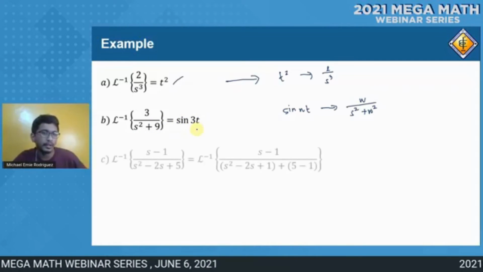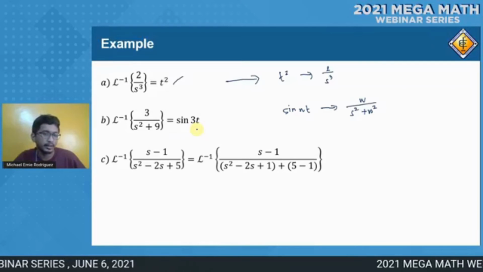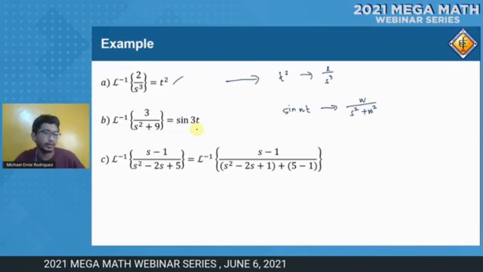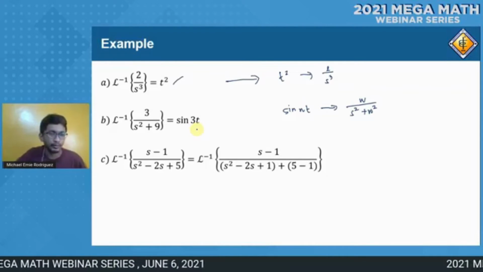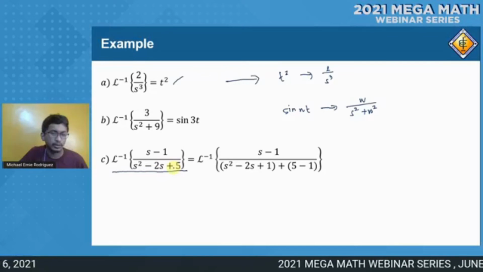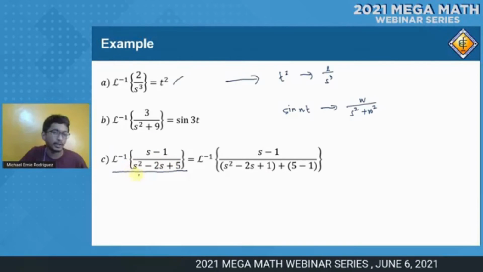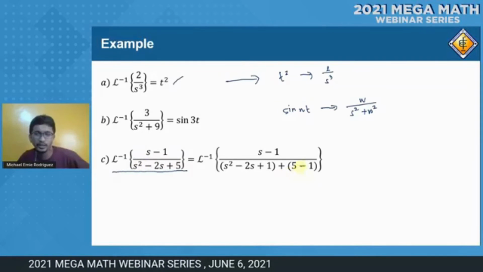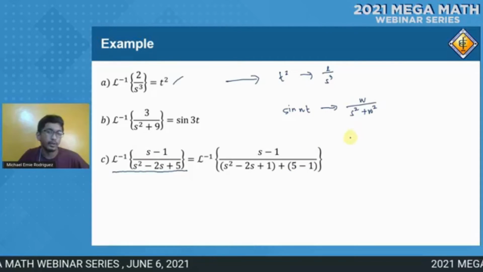Okay? And then for this one, the inverse Laplace transform of s minus 1 over s squared minus 2s plus 5. Kung titignan sa table, wala tayong gantong form. So walang gantong form sa Laplace transform table natin. So para ma-solve natin to, we can use completing the square. Okay? So completing the square.